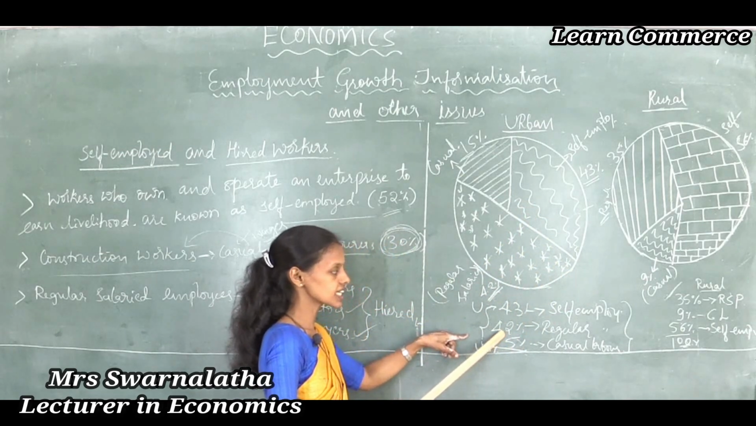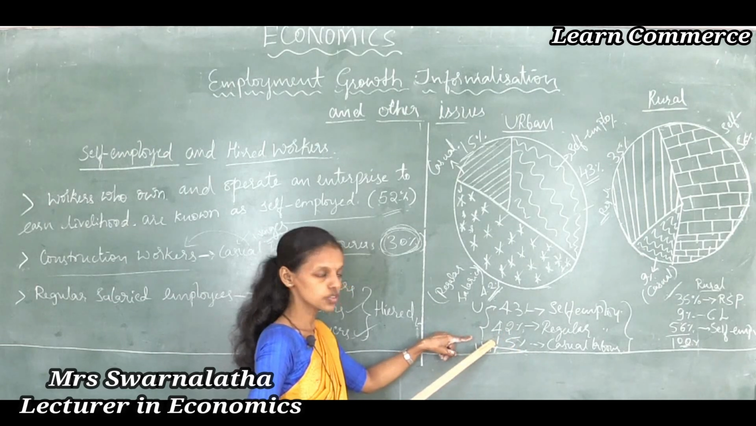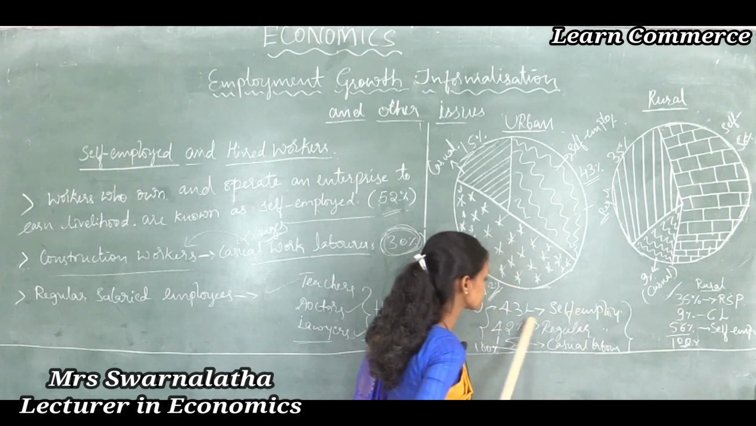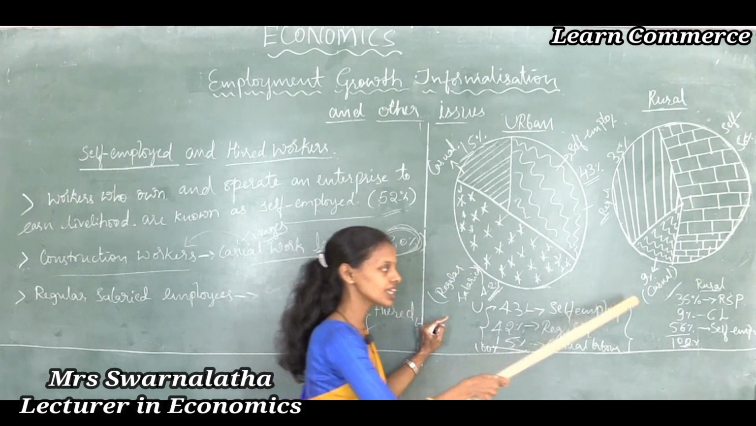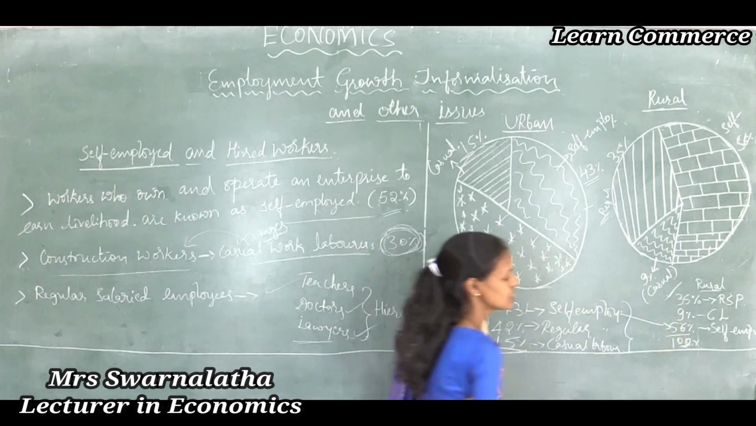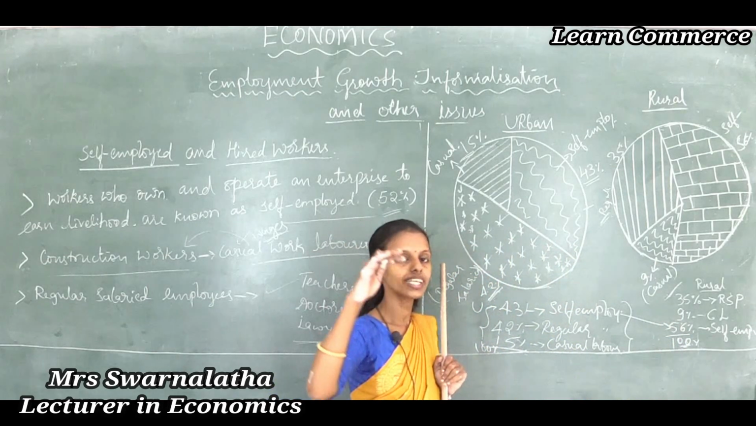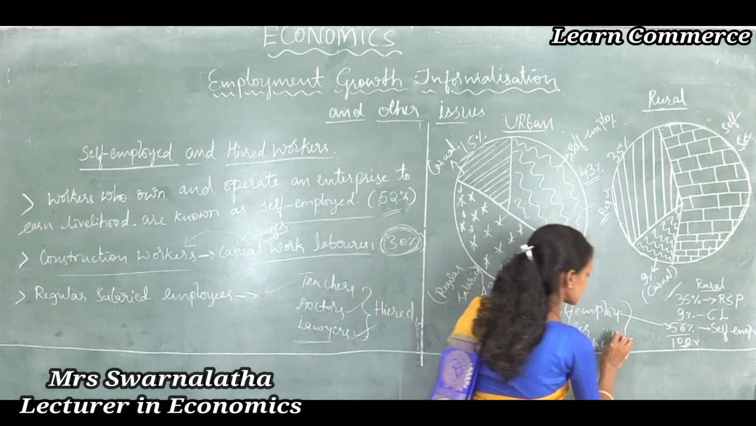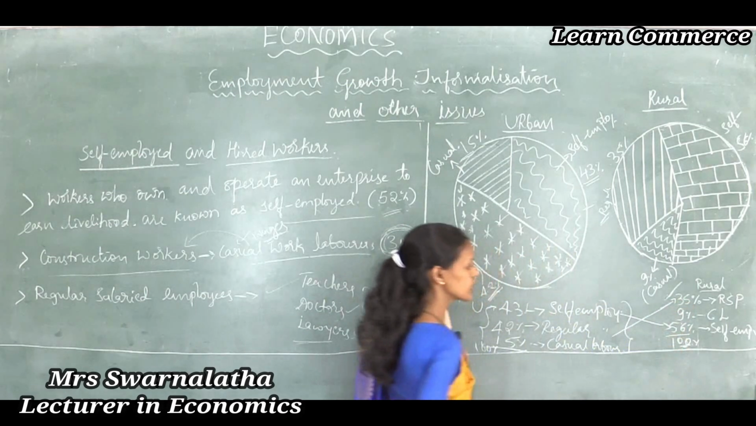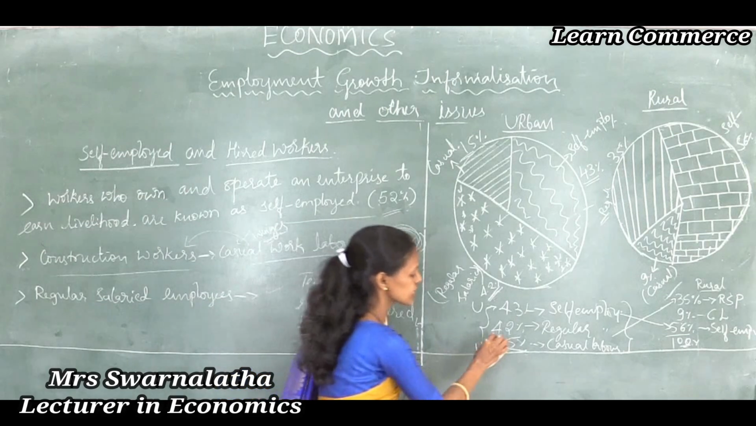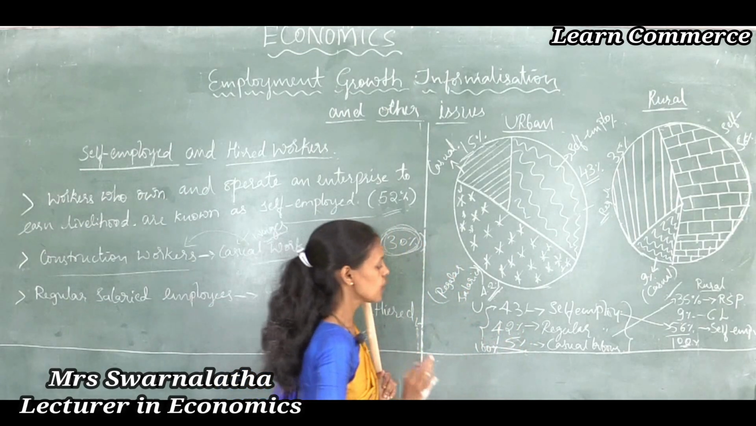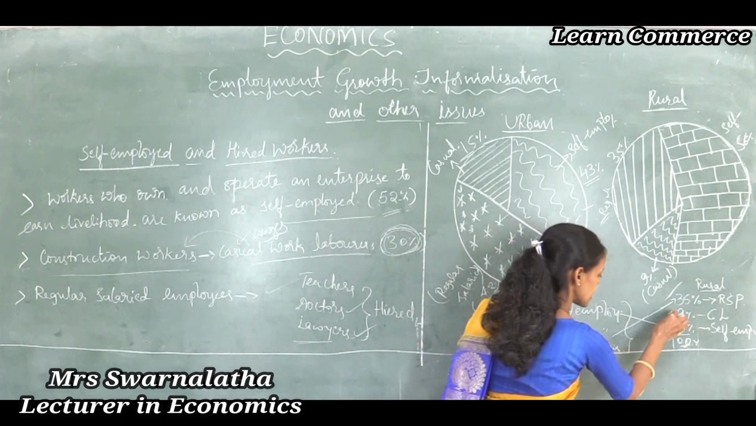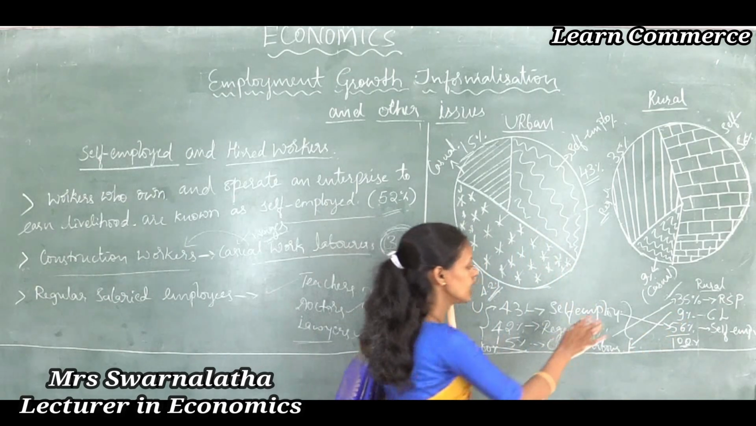But compare it with the urban areas, students. See here, in urban areas, this 43% were self-employed. But in rural areas, 56% were self-employed. Self-employment rate is high in rural areas compared to the urban areas. Regular salaried 42% in urban areas, but regular salaried are fewer in rural areas compared to the urban areas. Casual workers, the construction laborers, were higher in the urban areas rather than rural areas.